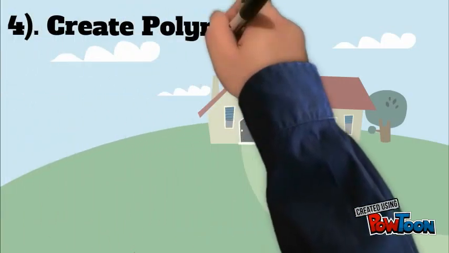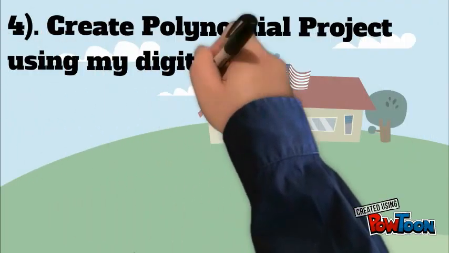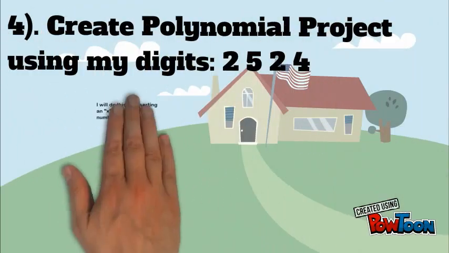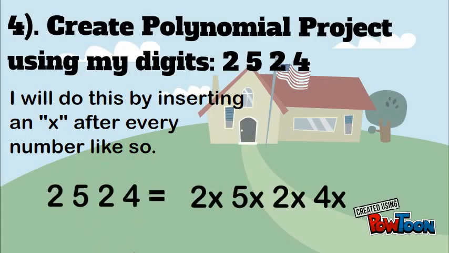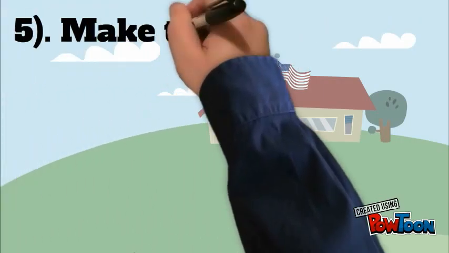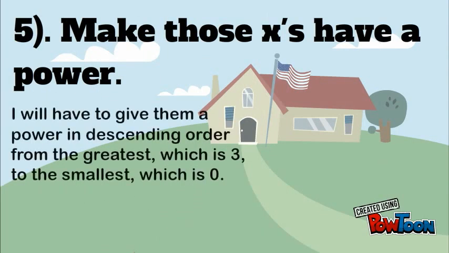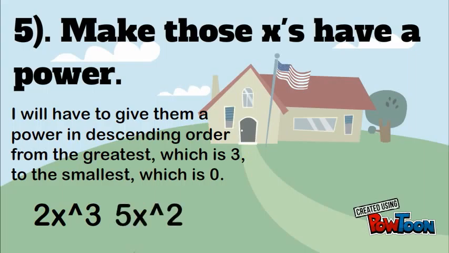Now we will need to create a polynomial using my digits, 2524. I will do this by inserting an x after every number, like so. 2524 will turn into 2x, 5x, 2x, and 4x. Now it's time to make those x's have a power. I will have to give them a power in descending order from the greatest, which is 3, to the smallest, which is 0. For example, it would be 2x cubed, 5x squared, 2x, and 4x to the 0 power.